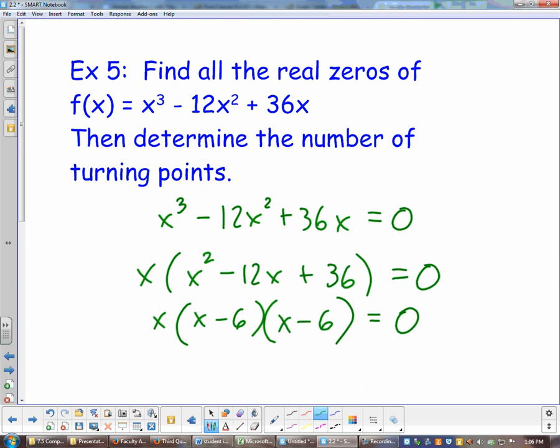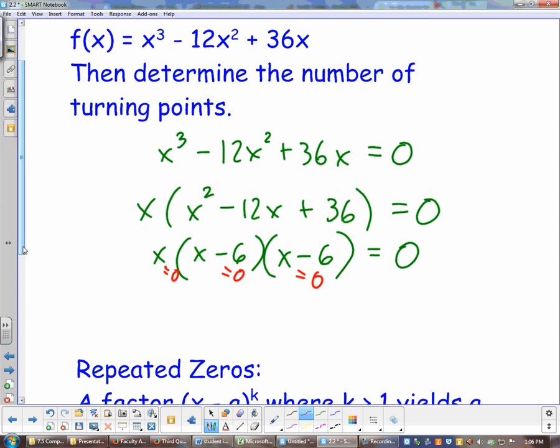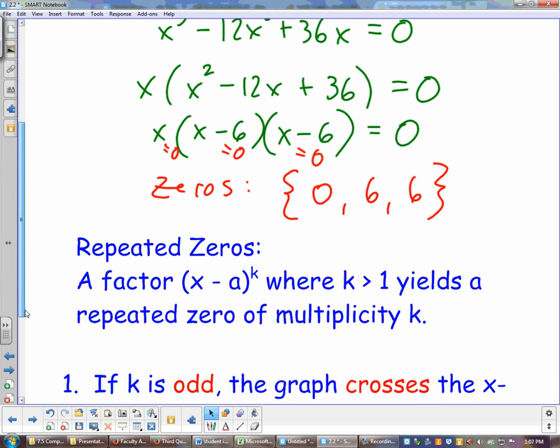So what are the zeros? We set each of these equal to 0, correct? All right, so the zeros would be 0, 6, and 6. Agreed? All right, notice, to degree 3, how many zeros does it have? 3. They happen to all be real, but one of them is repeated. But if you count repeated ones, there's going to be 3. Does that make sense?